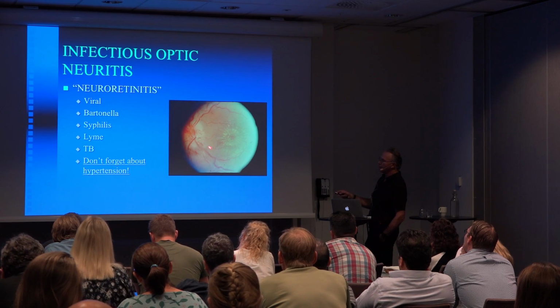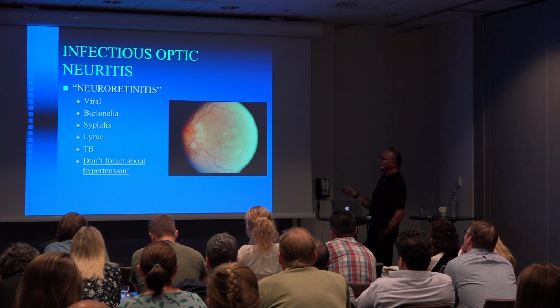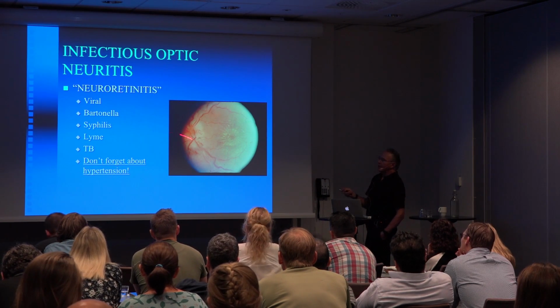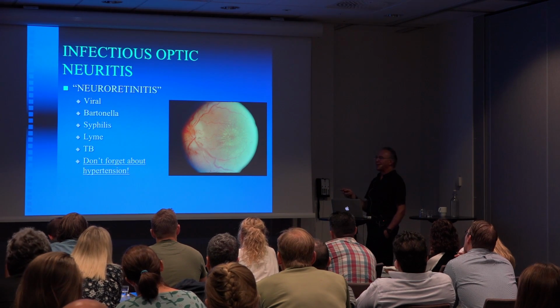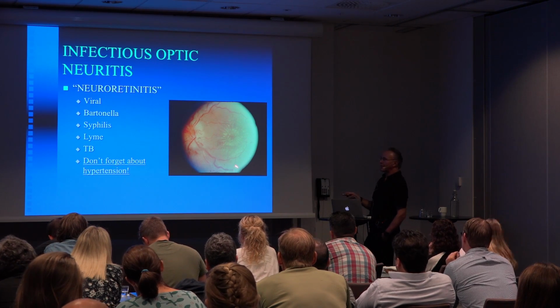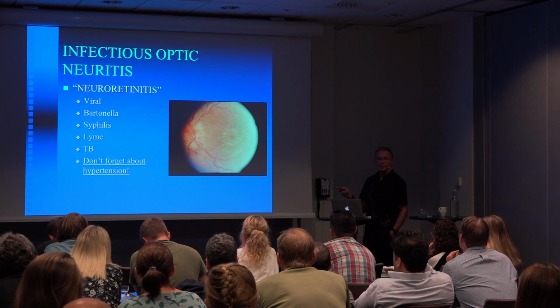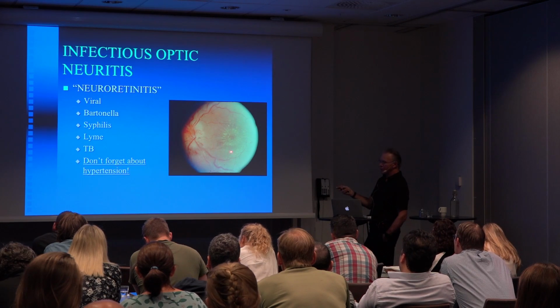Another example of this disc edema, flame hemorrhages with macular star exudates. One caveat is, if you see a patient like this, and particularly if both eyes look like this, that might be Bartonella infection, but you've got to check their blood pressure in this scenario, because malignant hypertension can look exactly like this. Usually it'll be both eyes, but you've got to keep that in the back of your mind when you see this.